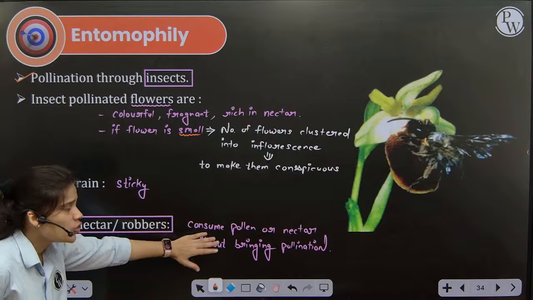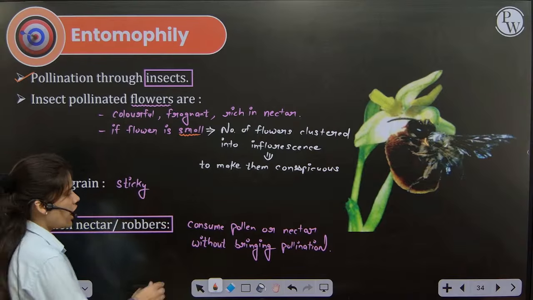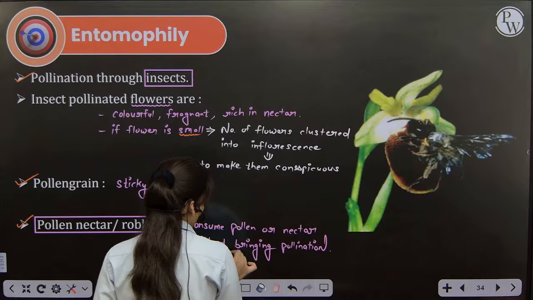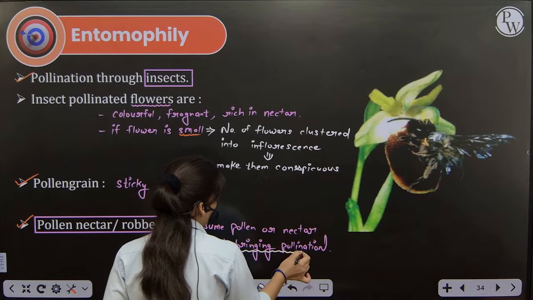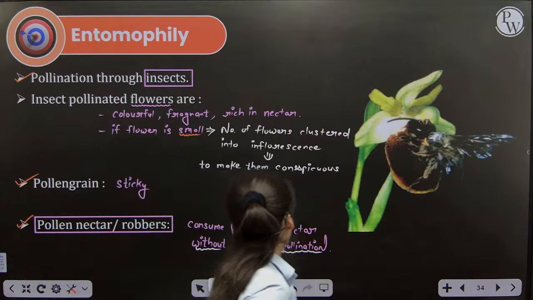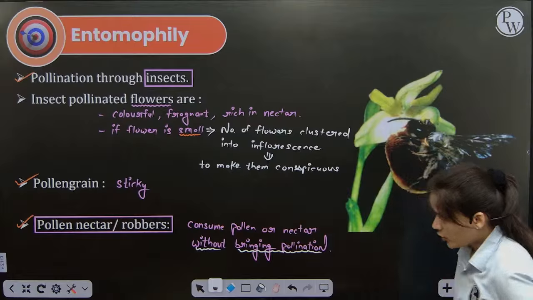Now, pollen or nectar robbers. They consume pollen or nectar without bringing about pollination. They are pollen robbers and nectar robbers.